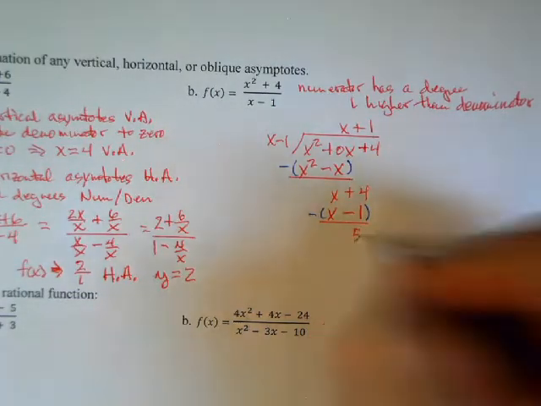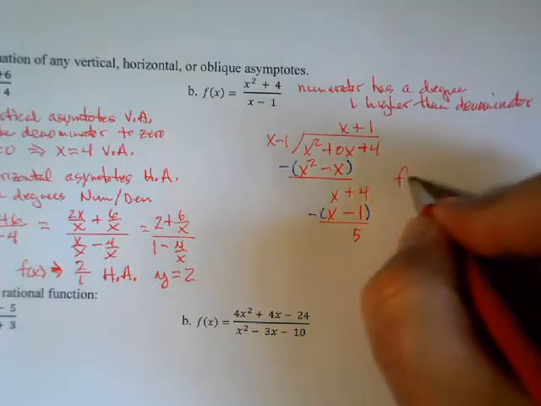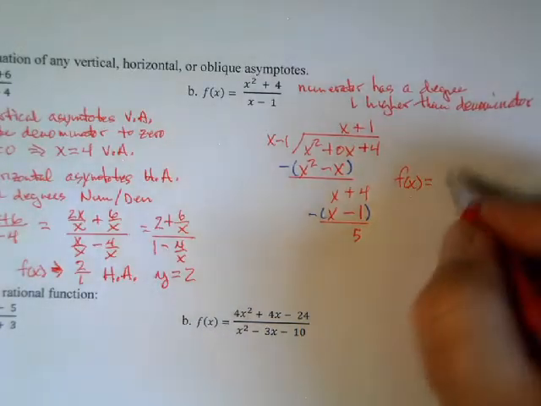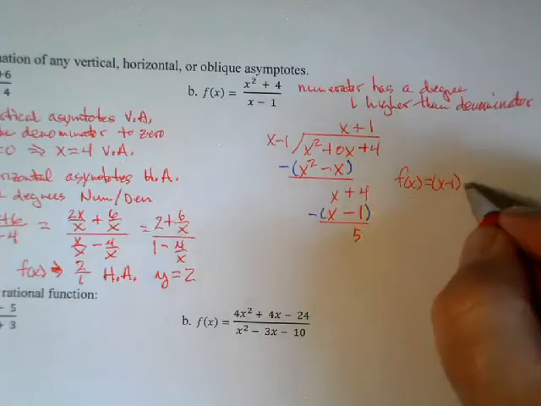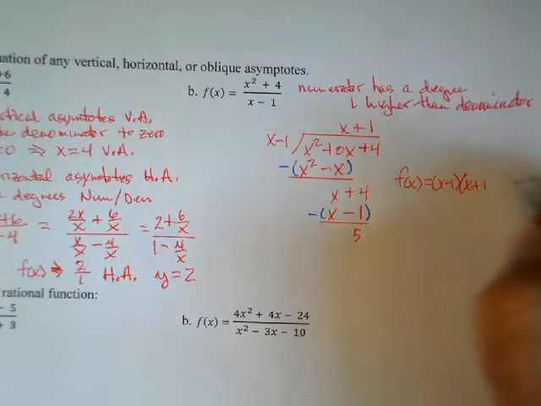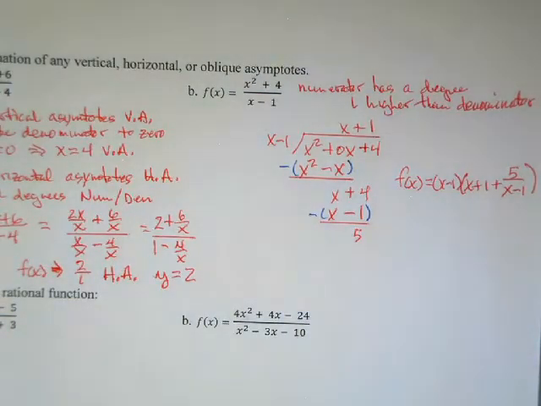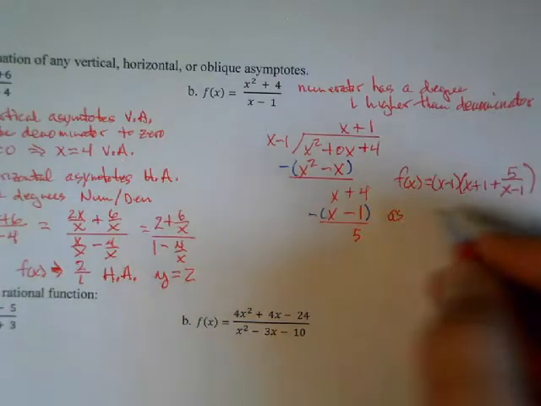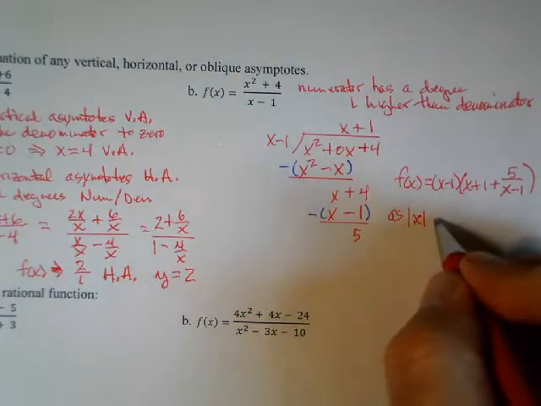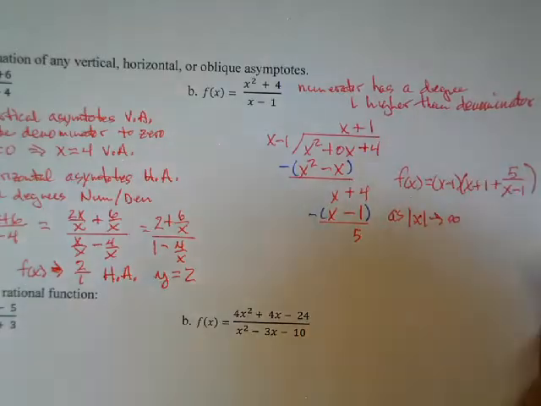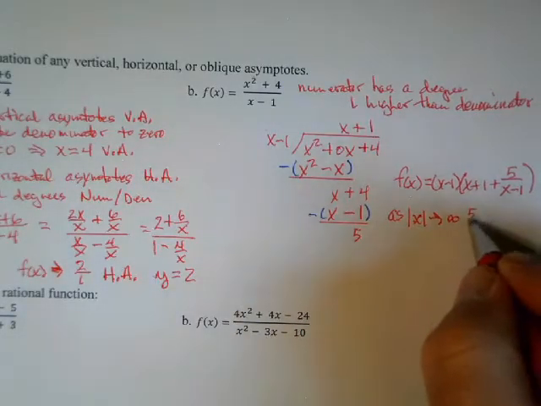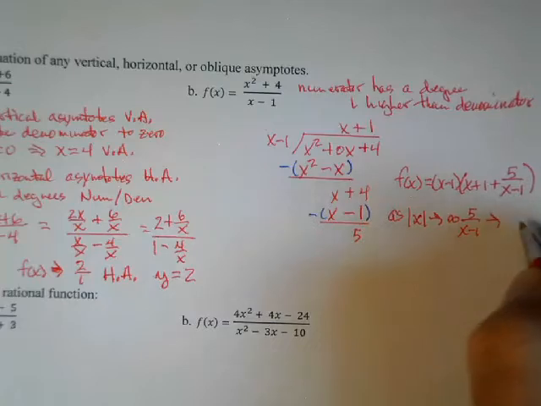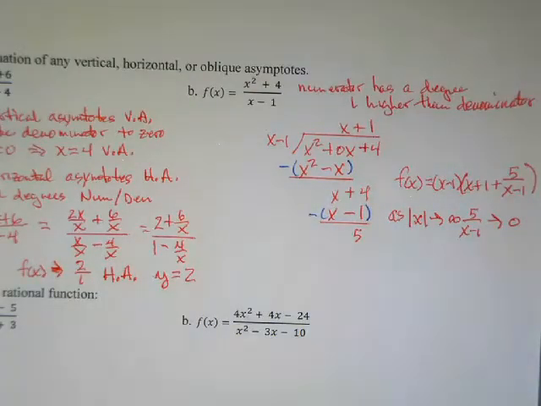So that means f of x equals x plus 1, plus 5 over x minus 1. Here's our little remainder part. Now, as x gets really big, goes towards infinity, the 5 over x minus 1 will go towards 0. It'll get smaller and smaller and smaller to the point in which it's totally insignificant. So that part will be gone.